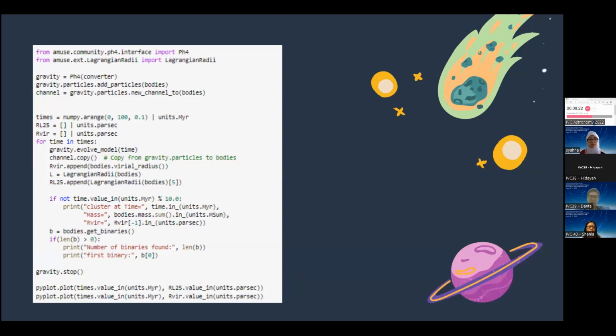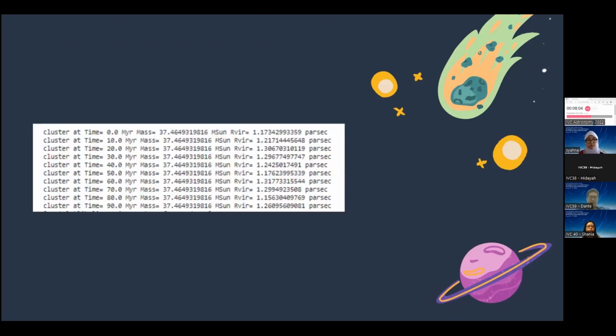Then we use another code to evolve the cluster in time by using one of AMUSE's n-body integrators. With this code, we can calculate the dynamical evolution of a small cluster of stars, including a realistic mass function. Next. Here is the result of the code before. The output is the cluster's age, mass, and the virial radius of the cluster. Next, please.